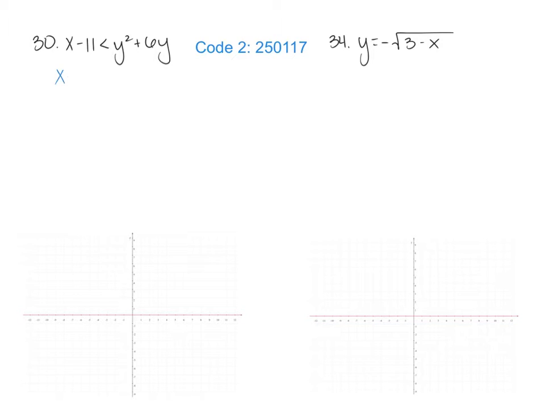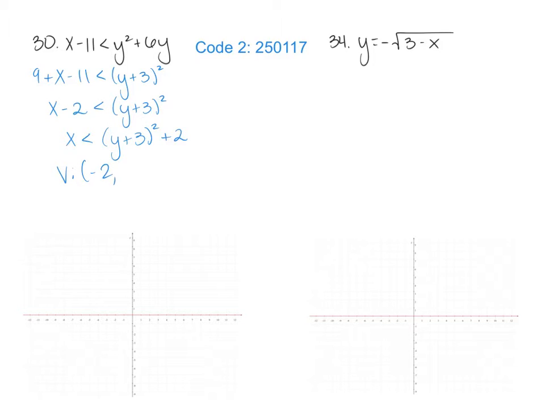So I have x minus 11 is less than y plus 3 quantity squared, and then I need to add 9 to the other side. So x minus 2 is less than y plus 3 quantity squared. So x is less than y plus 3 quantity squared plus 2. So now I know that my vertex is positive 2, negative 3, and I can graph.